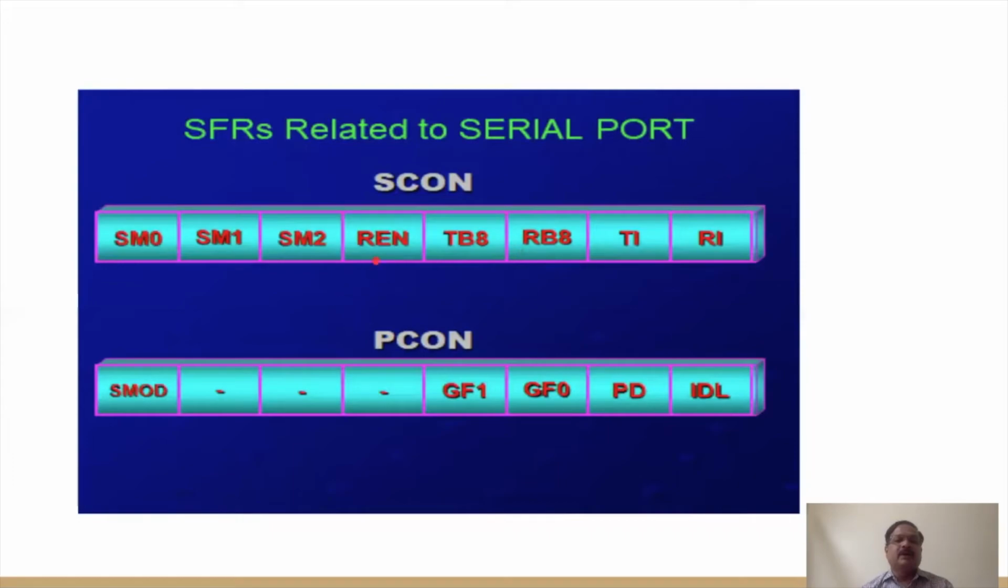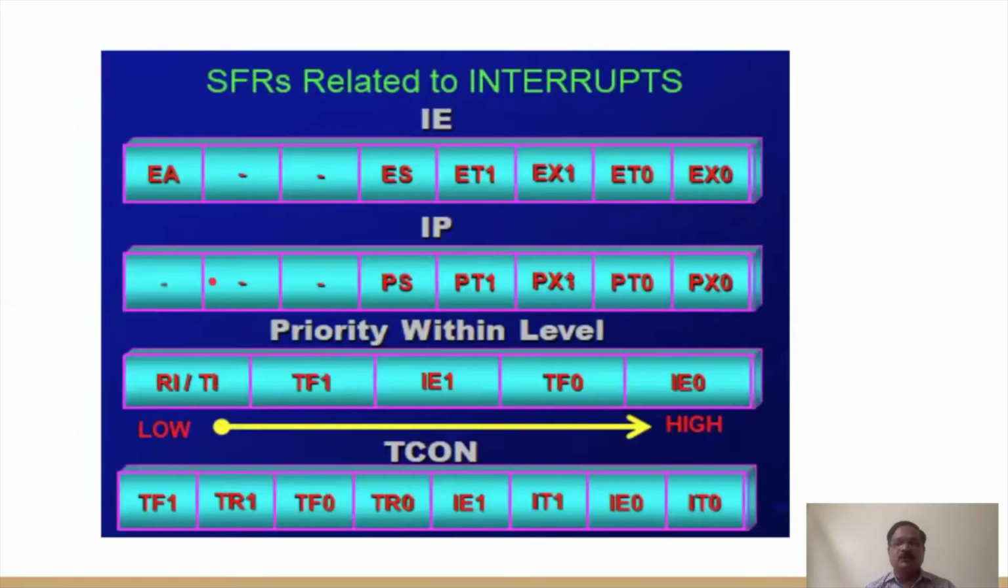Then REN indicates the receive enable bit to enable receiving data, and the SM2 bit is mainly used in mode 2 and 3 only of the serial communication, for multiprocessor communication, right? And SM1 and SM0, these 2 MSB bits, are used for mode selection. Once again, 00 means mode 0, 01 means mode 1, 10 means mode 2, and 11 means mode 3. And the serial port can operate in 4 different modes, right?